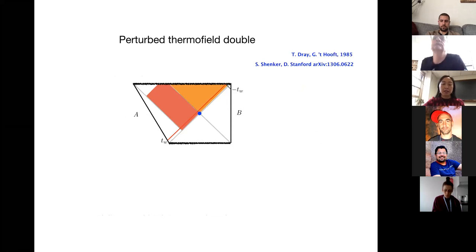Next, we look at a slightly more complicated example. We perturb the thermofield double at, say, left time t_w, which is an early time. The geometry was studied by various authors. Roughly speaking, the crucial feature is that the horizon will jump out, and the RT surface is still represented by the blue dot, and there is an extra red region here. This red region is between the old horizon without the perturbation and the new horizon with the perturbation. This is a crucial feature, the existence of this extra red region.